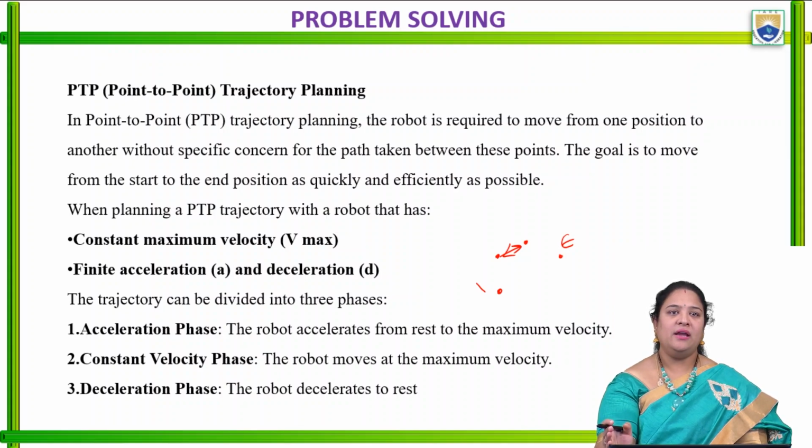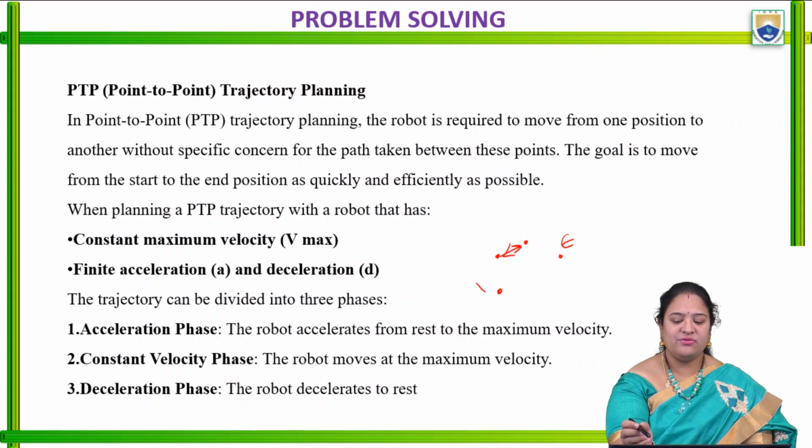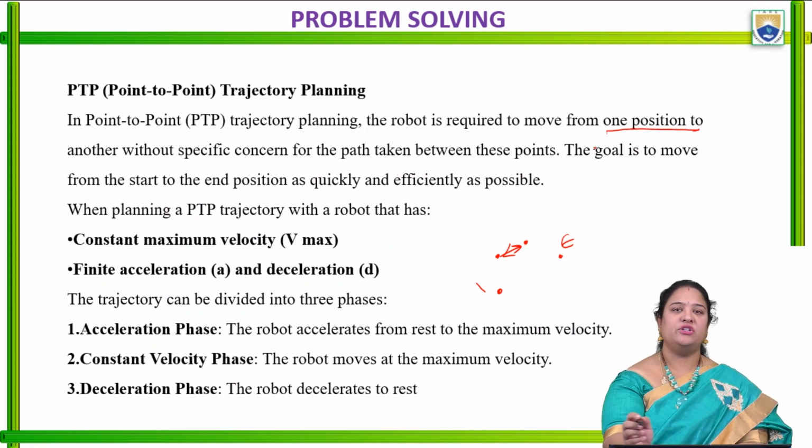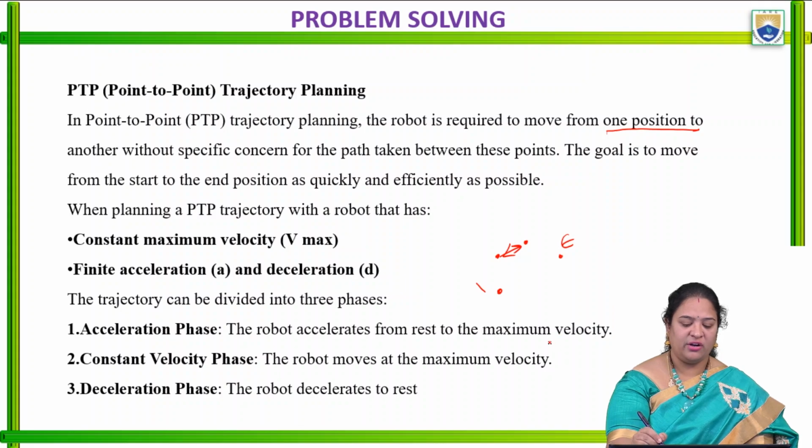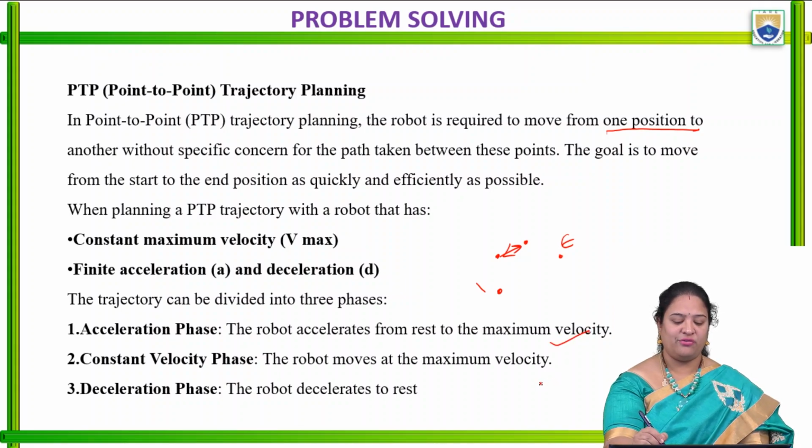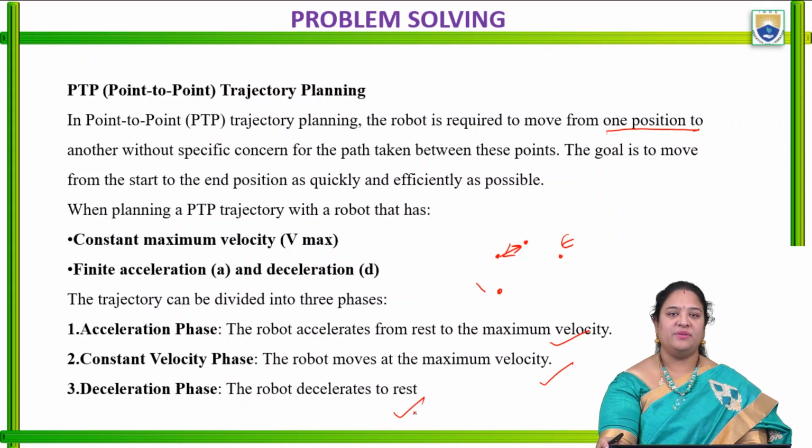point-to-point trajectory planning. Now here, as we have told, the robot should move from one position to the other with a specified constraint within one particular path. Now we need to find out the acceleration phase, we need to find out the constant velocity phase, and we need to find out the deceleration phase.